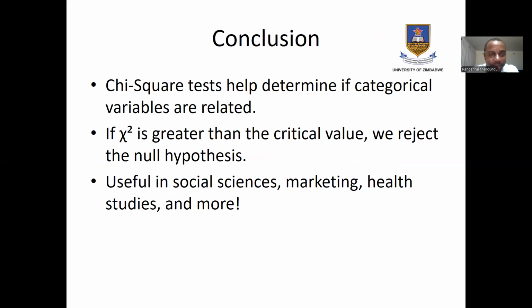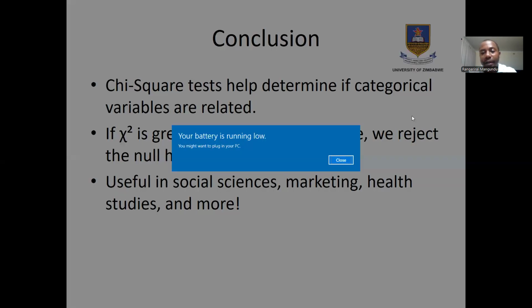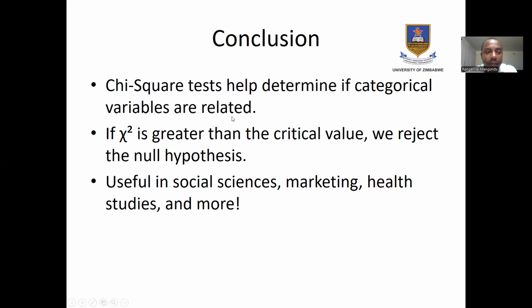Are we together? So, as we round up our lecture for the day, the chi-square test helps determine if categorical variables are related. And remember, always remember, before I run out of battery, always remember that if x squared is greater than the critical value, we reject the null hypothesis.